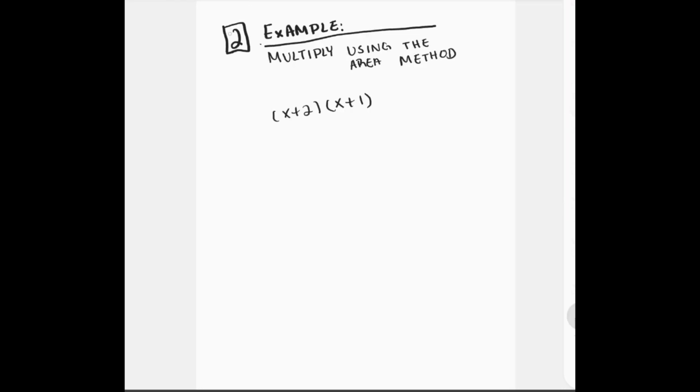Now we have to do box number 2. For this one, we have an example in which we have to multiply using the area method. The example that we have is the binomial x plus 2 times x plus 1. The first thing that we have to do is to draw the area tile of x plus 2.